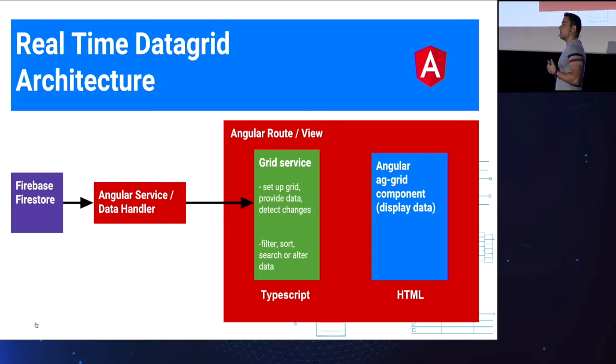So before we give the data to the grid, we're going to do some playing around with the data and modify it to fit us. So that's what the data grid, data handler is for.